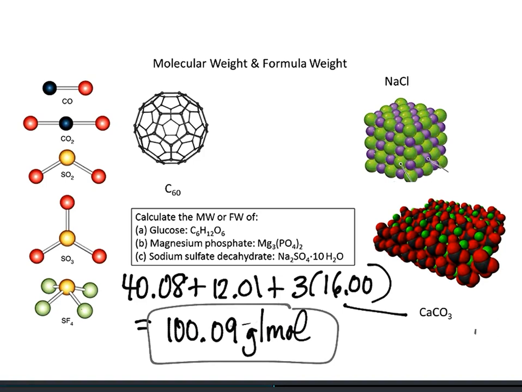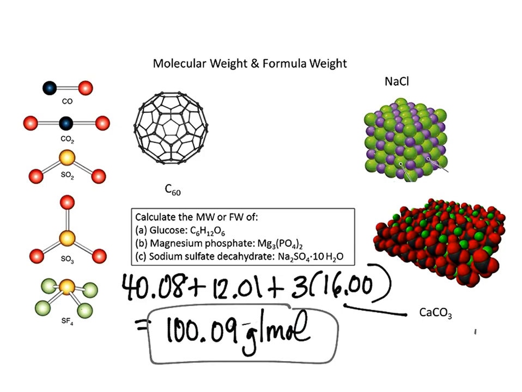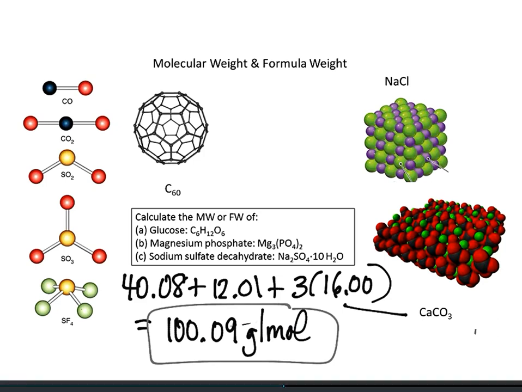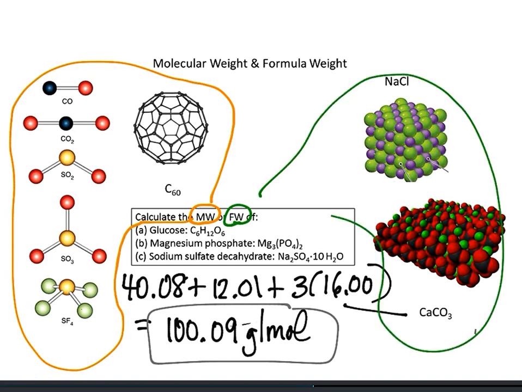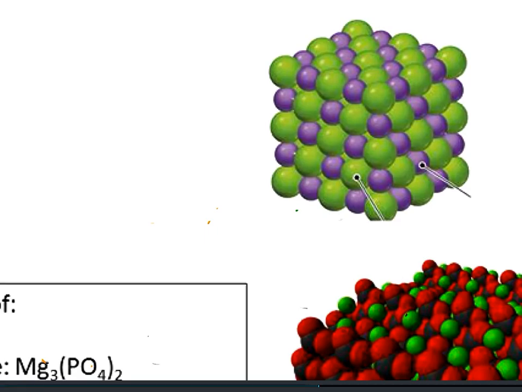Now we're going to move on. We're going to do the ones inside the box. We're going to calculate the molecular weight of glucose. Glucose is a molecule, so it's going to be a molecular weight. The formula weight is going to be for the two ionic compounds. This is just showing you that molecular weights refer to the molecules and formula weights refer to the ionic solids.